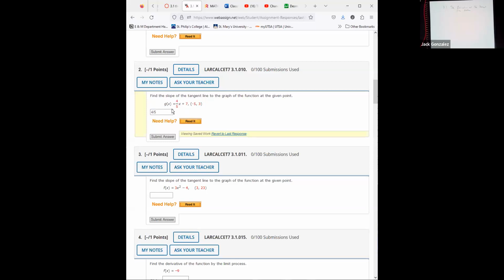Any questions on 2? It's more of a conceptual thing. For all linear functions, if you ask for the slope of the tangent line, that is the same as the slope of the line.